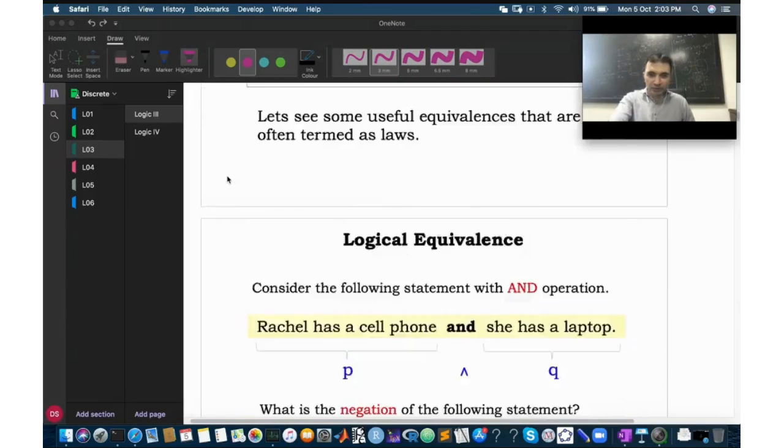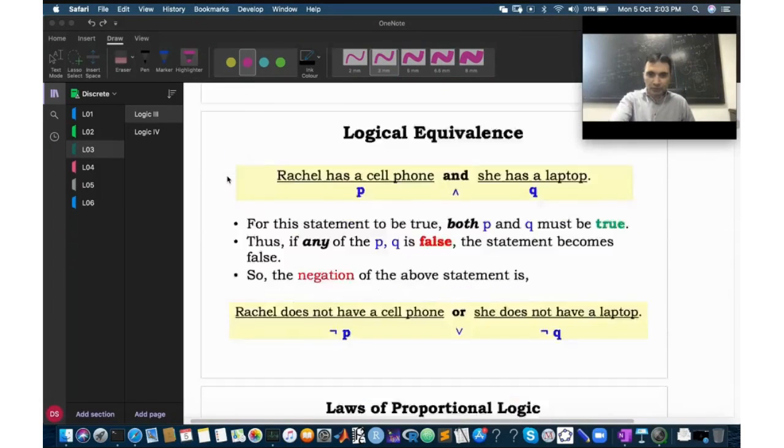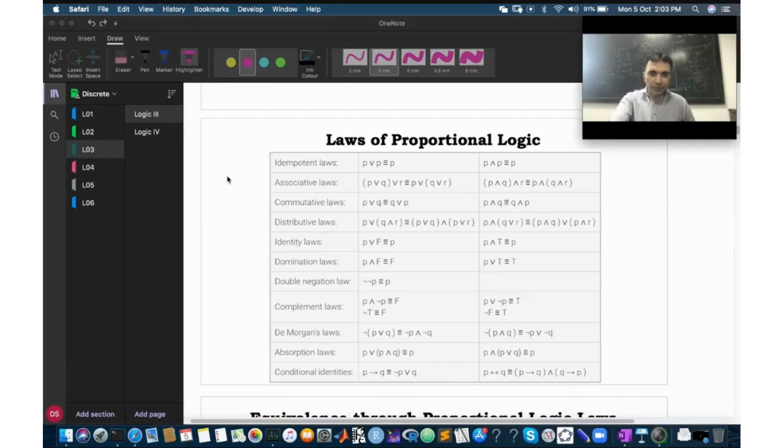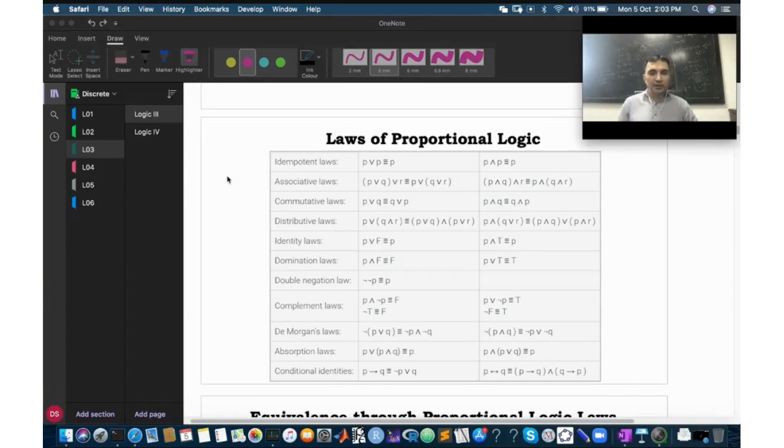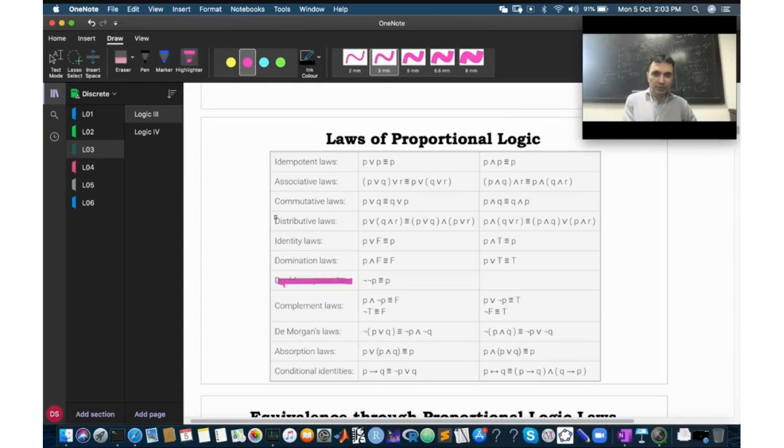Maybe they are here somewhere. Where are they? Yeah. Associative law, distributive law. We used a distributive law in an example. We also used the double negation. I think it's somewhere here. We saw this one, we saw this one, and we saw De Morgan. I think these three laws we used. You should familiarize yourself with other laws as well. So we did that.